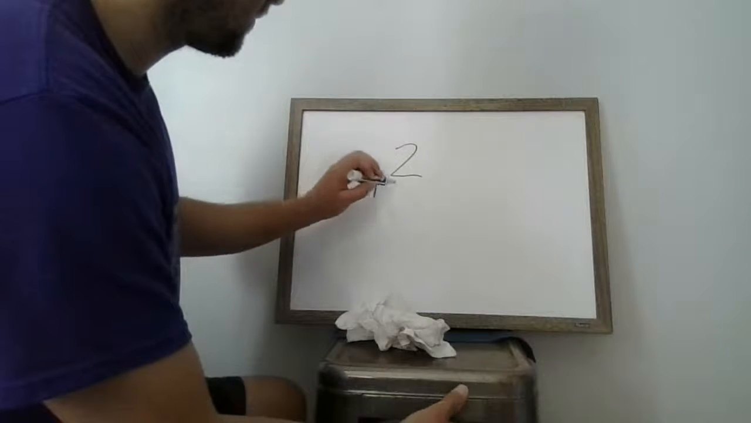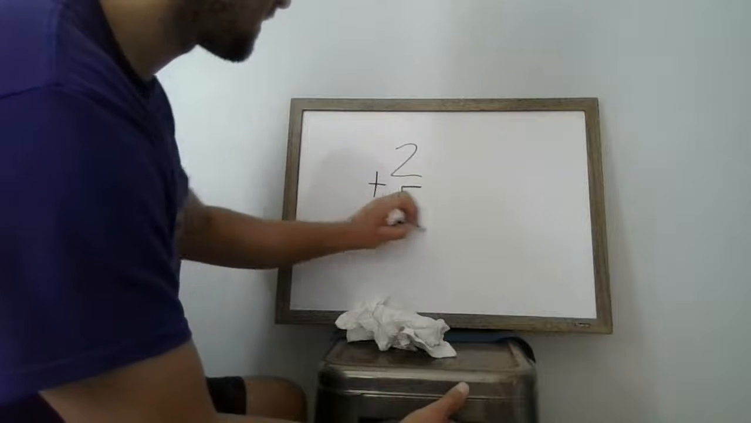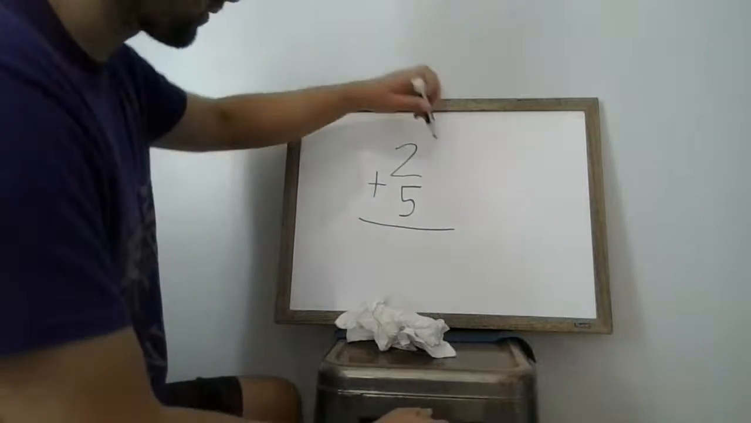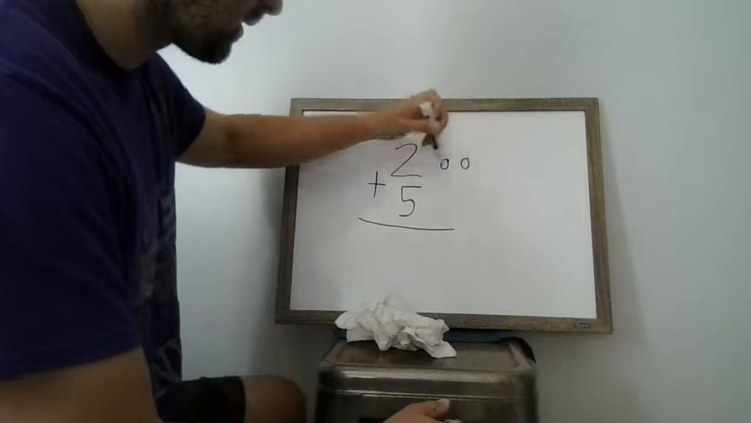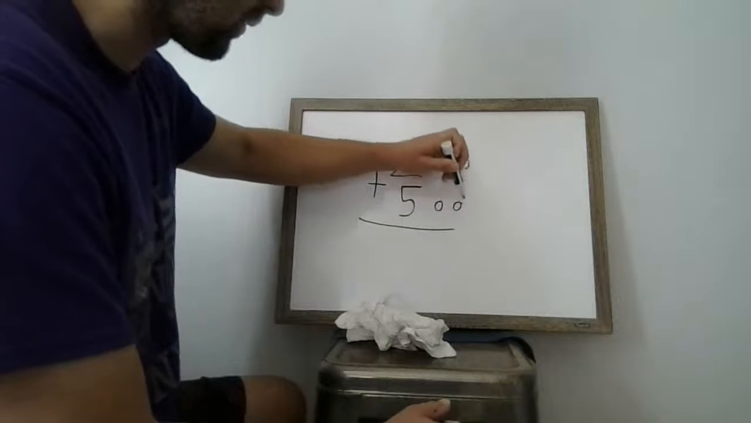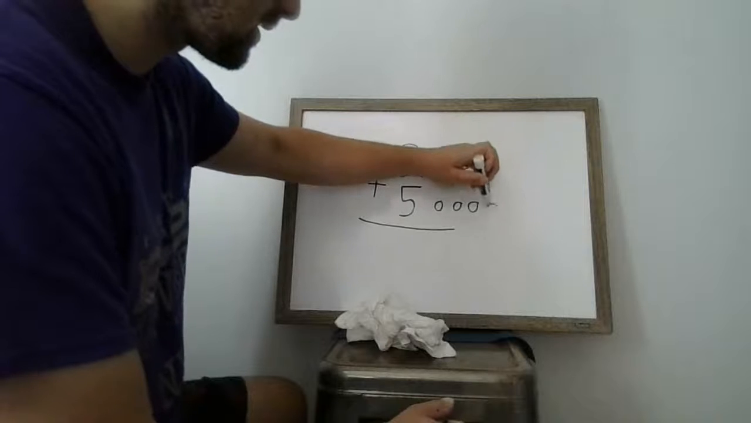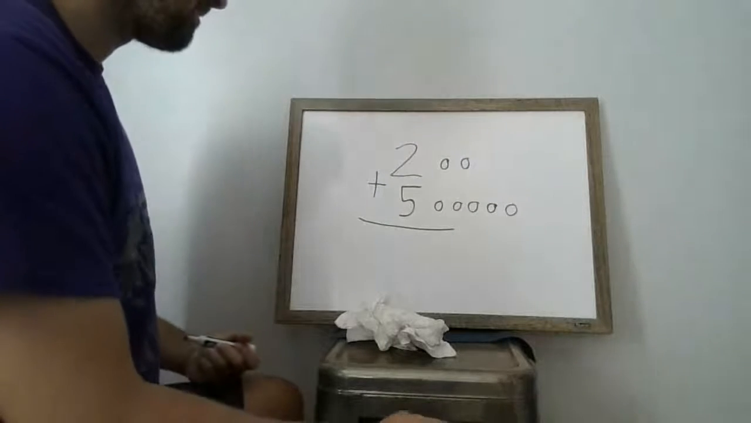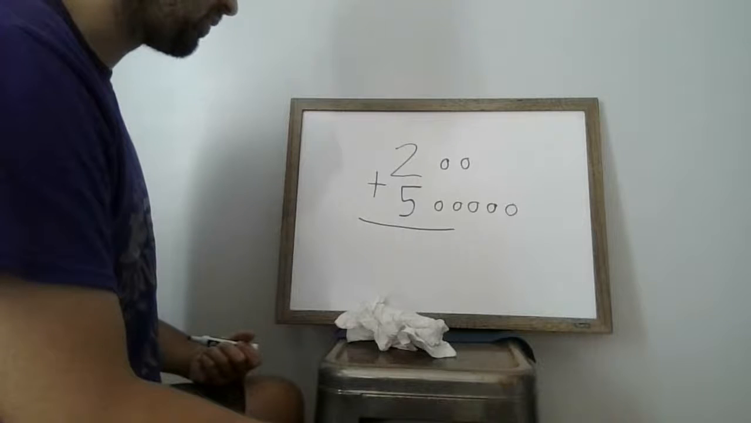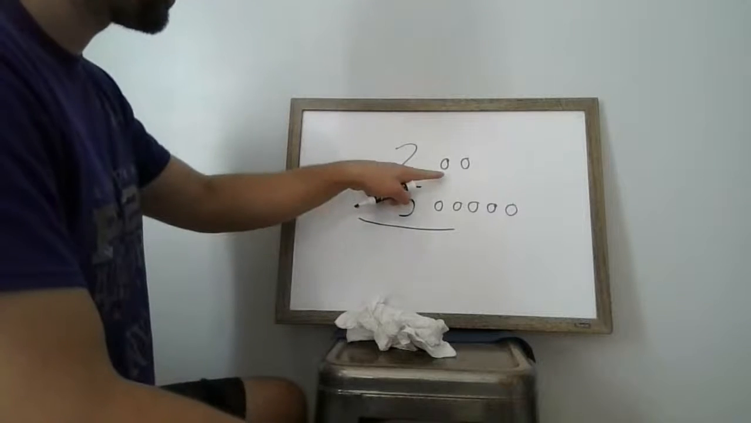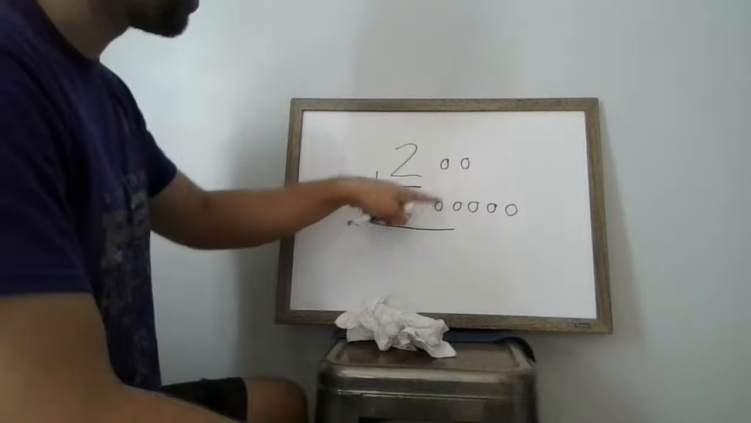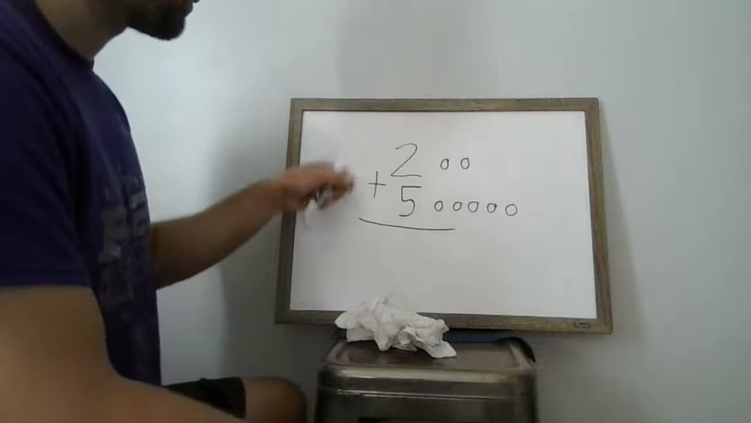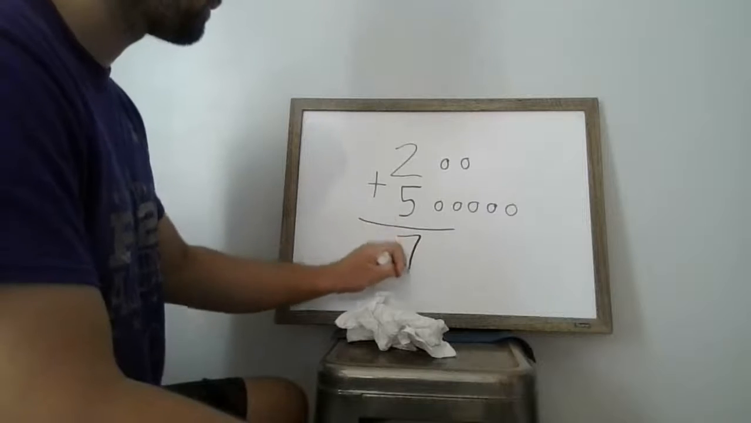Okay, 2 plus 5. So on this next one, I'm going to draw 2 circles next to the number 2. I'm going to draw 5 circles next to the number 5. And I'm going to count the total number of circles. Ready? Here we go. 1, 2, 3, 4, 5, 6, 7. So 2 plus 5 equals 7.